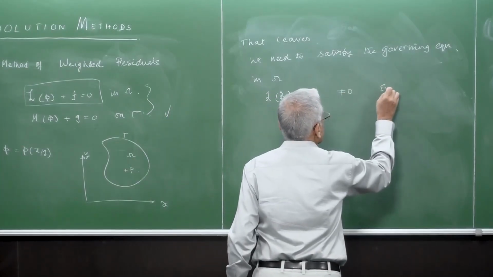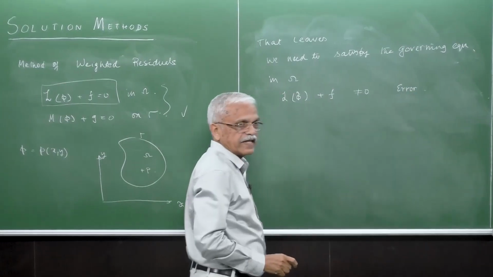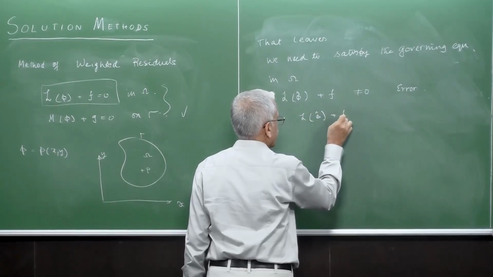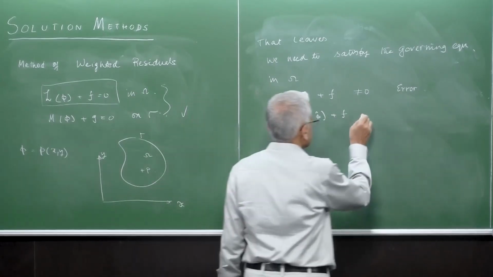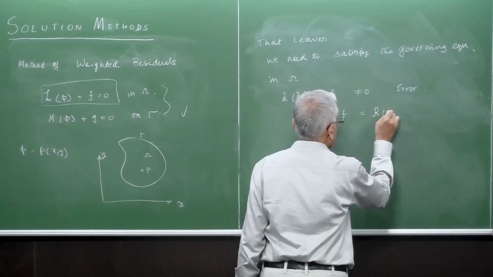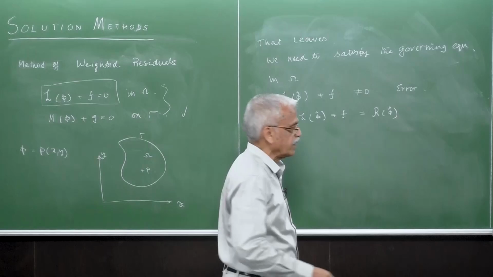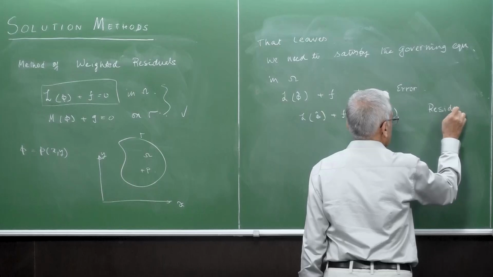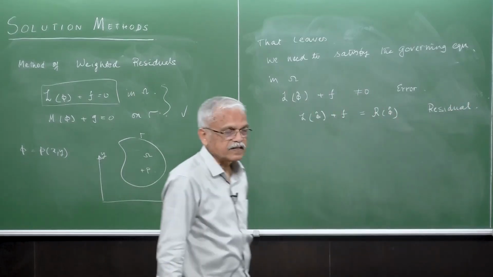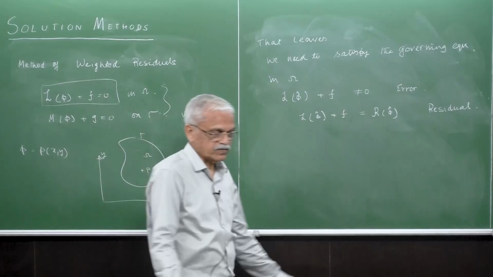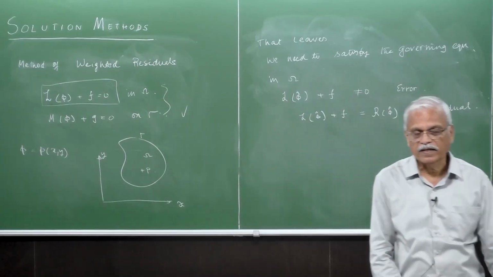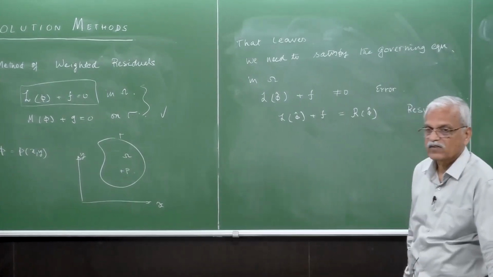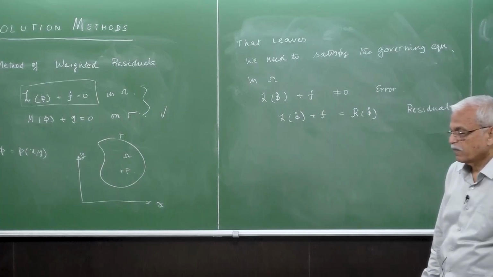So there is an error here. L phi hat plus f is non-zero, and instead of error, the mathematical term that is used is residual. So this is called the residual error. If it's the residual, something is left out, so we call it residual or error, and our task is to make this residual as small as possible, in the best possible manner.